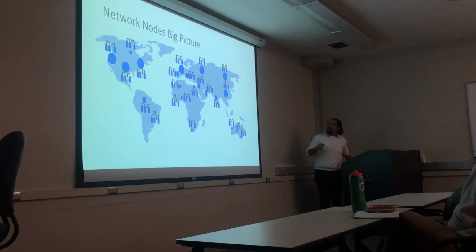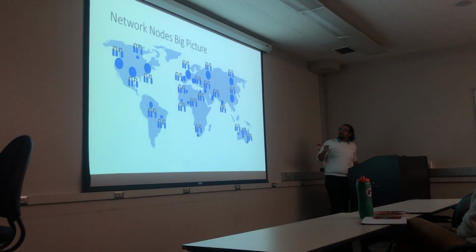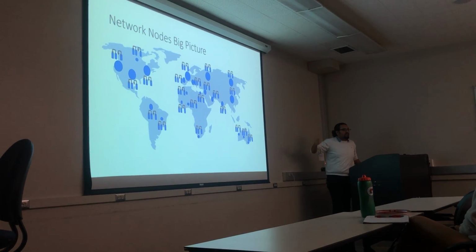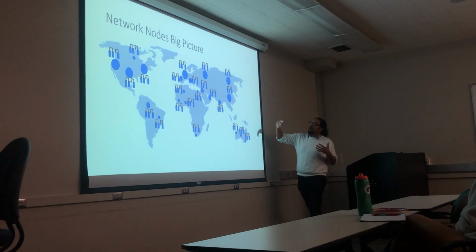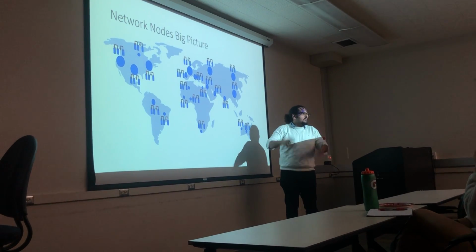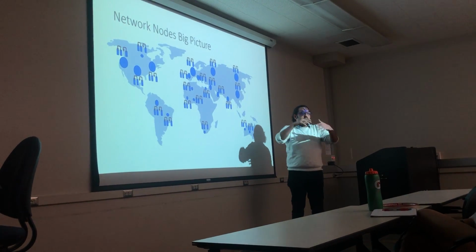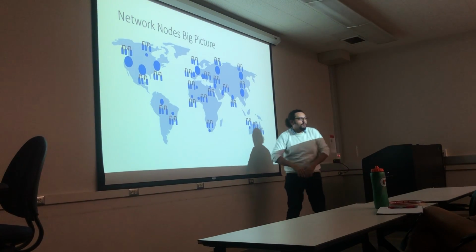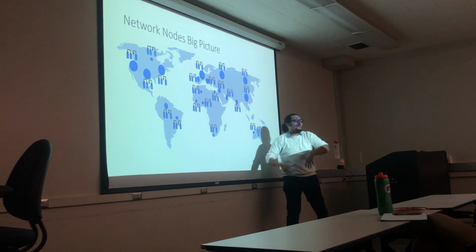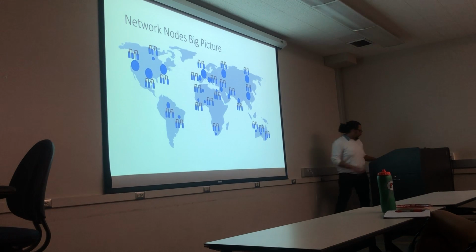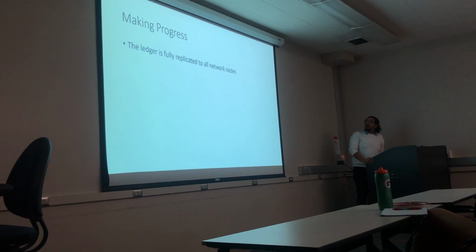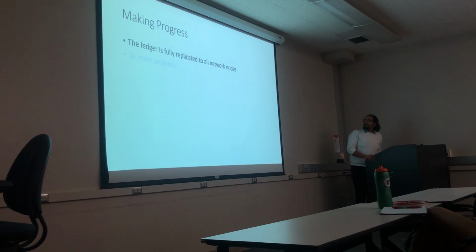And what we want to do is that some of them, we need to make progress, right? So to make progress, we need to agree on what's the next block. And then we all agree that this is the next block, so we move forward and try to agree on the following blocks, and so on and so forth. So the ledger is fully replicated for all the nodes.